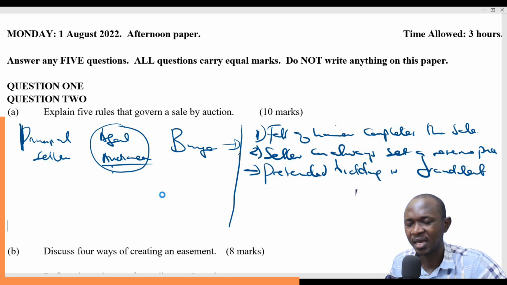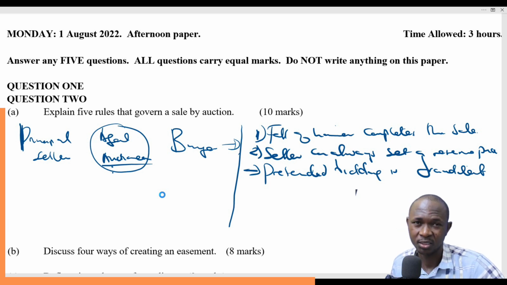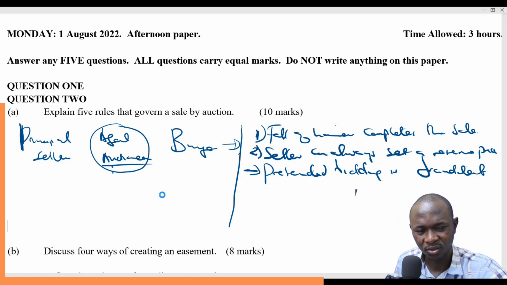once it is noticed that you planted those people in an auctioneering process, then the whole of that bidding can be declared fraudulent, and the buyer can choose to void the contract. So we can simply say that pretended bidding is fraudulent, and if you are the auctioneer, you are not supposed to plant people there to put up the bids so as to raise the price of the item that you are auctioneering. So that will go as our point number 3.